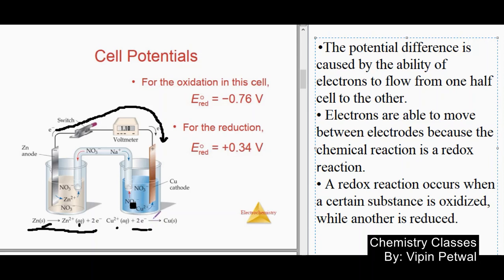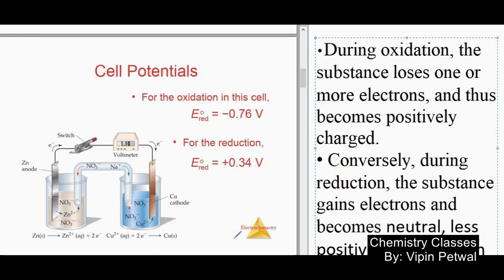Third point, a redox reaction occurs when a certain substance is oxidized while another is reduced. Certain substance means what? This zinc is undergoing oxidation, this is oxidized, and while another is reduced. Another means this cupric ion which is present in solution. This is undergoing reduction by accepting 2 electrons. Is that clear? Now we can see here, during oxidation, the substance loses one or more electrons and thus becomes positively charged. And you can see that this substance is losing 2 electrons and becoming positively charged.